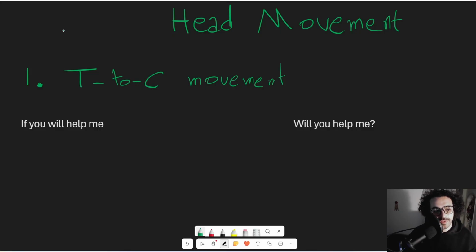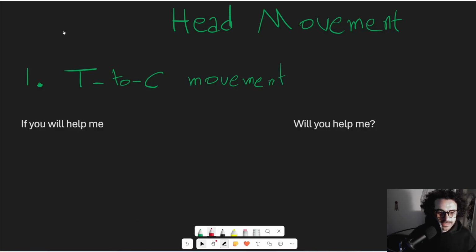First, we're going to start with the T to C movement, and we're going to illustrate with the examples that are given here. As always, this video is based on Radford's book, The Minimalist Syntax. Without further ado, let's get started. So first, I suggest we give a tree structure to this sentence just to dissect the structure and see what we're going to have there.